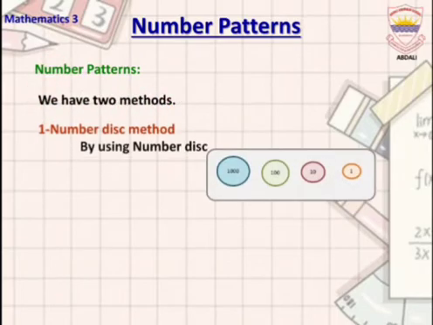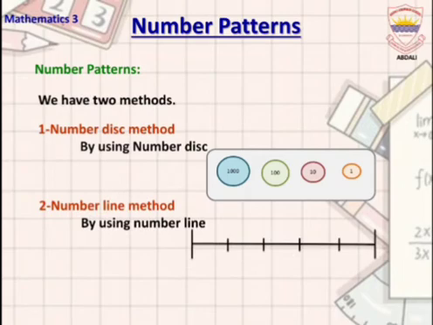Our first method is the number disk method, by using number disks. The orange number disk is of ones. The pink number disk is of tens. The green number disk is of 100, and the blue number disk is of 1000. Our second method is the number line method, by using a number line.